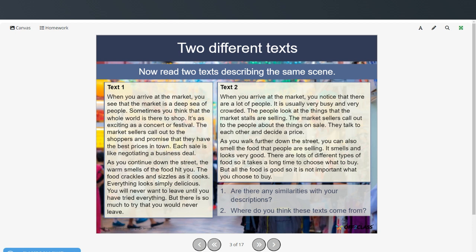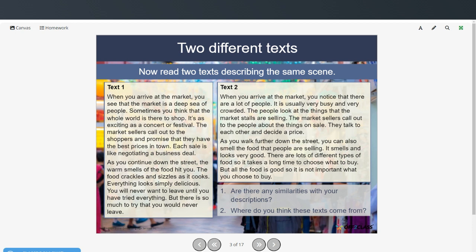When you arrive at the market, you notice that there are a lot of people. It is usually very busy and very crowded. The people look at the things that the market stalls are selling. The market sellers call out to the people about the things on sale. They talk to each other and decide a price. As you walk further down the street, you can also smell the food that people are selling. It smells and looks very good. There are lots of different types of food, so it takes a long time to choose what to buy. But all the food is good, so it is not important what you choose to buy.